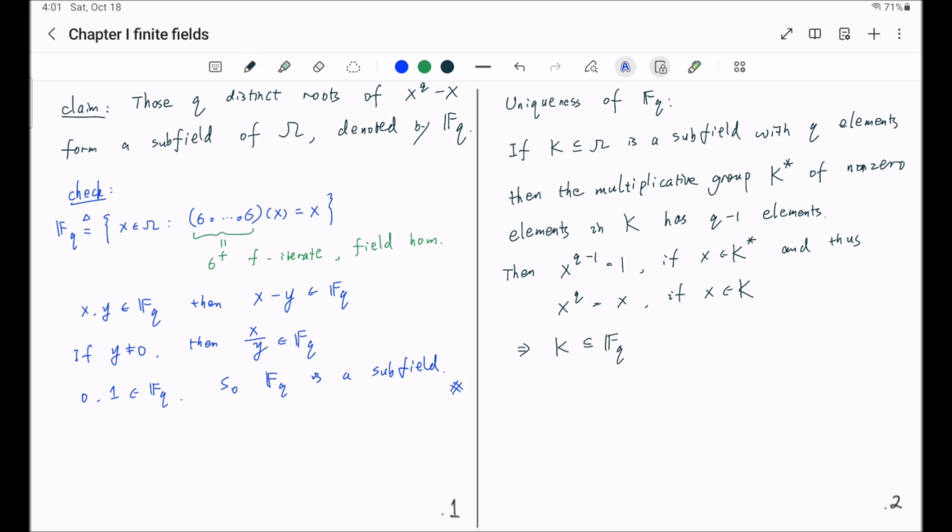Because any element in K satisfies this equation. And if you recall the definition of Fq, it consists precisely of those q distinct roots of x to the q minus x. But at the same time, K has cardinality q. So this forces K equal to F sub q. Therefore, Fq must be unique. It is the unique subfield with q elements in omega.